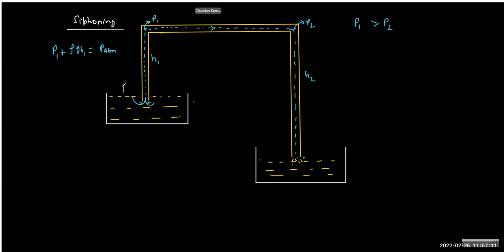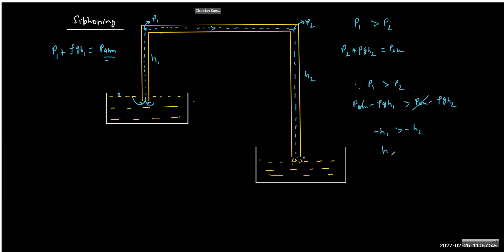So here we know the pressure is atmospheric at the level. So P1 plus rho g H1 is P atm. And similarly, if you write here, P2 plus rho g H2 is also P atm. So we can say that because P1 is more than P2, and what is P1 by the way, it is P atm minus rho g H1 is more than P atm minus rho g H2. All will cancel out. I can say minus H1 is more than minus H2.